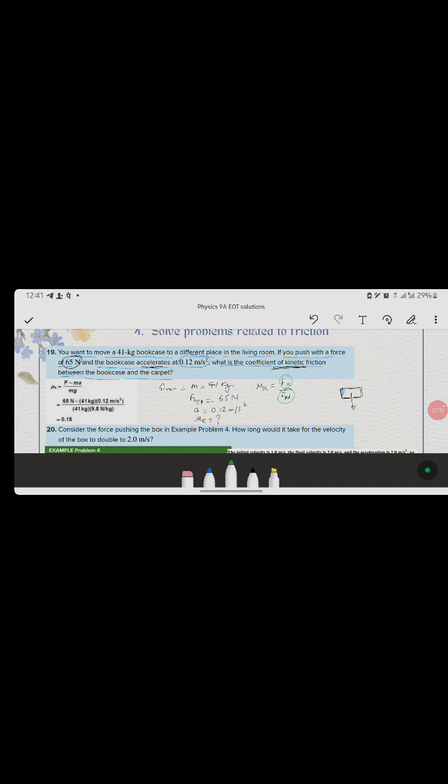So let's begin with this diagram. This is the force of gravity, which is equal to mg. M is given as 41 and g you know is 9.8 meters per second squared. You can calculate it over here if you want, or you can simply take mg. At last we can put in the value.